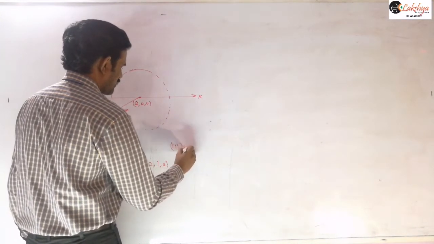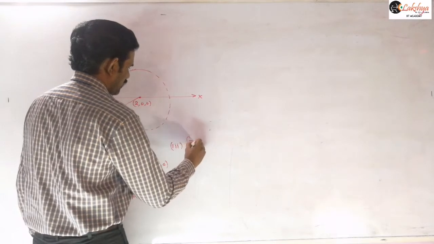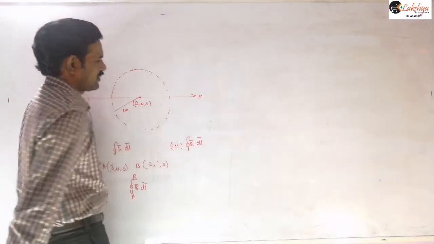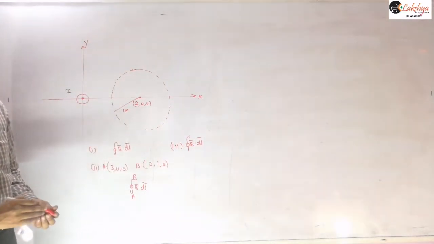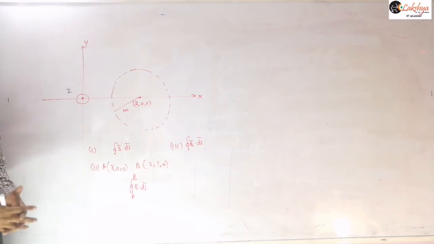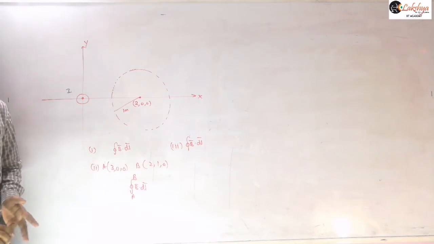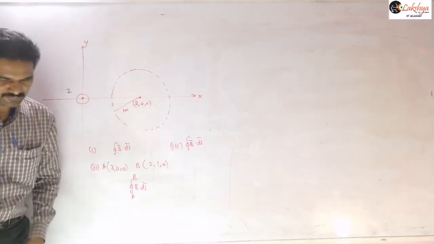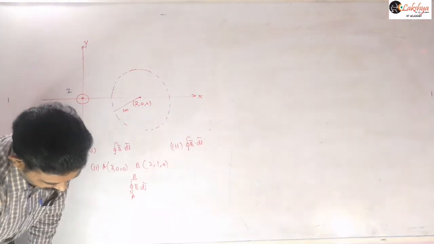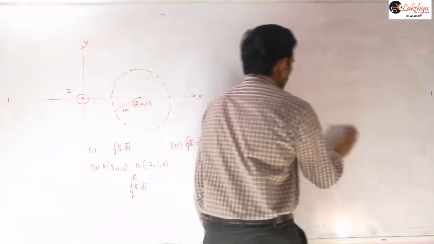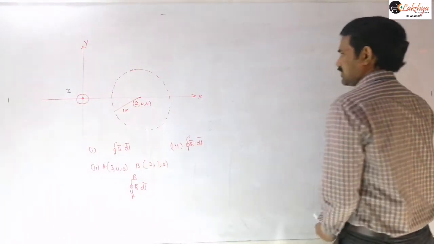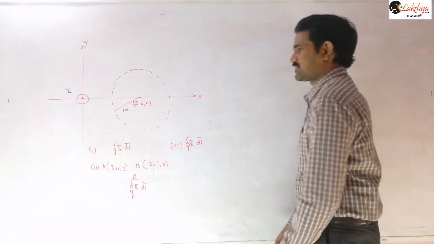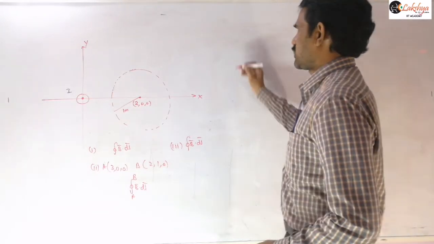And then the next question is: find the maximum possible value of the integral of B bar dot dl bar over the given circle. Right? So those are the three questions for us. Now the first question you can solve easily.